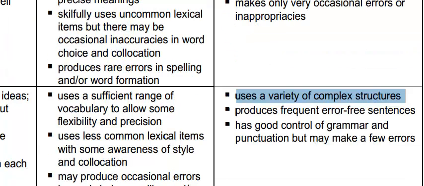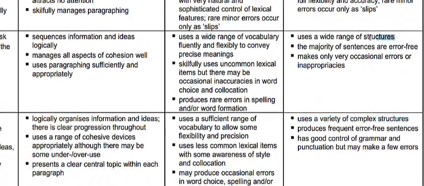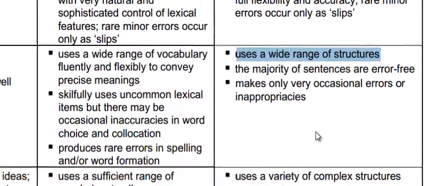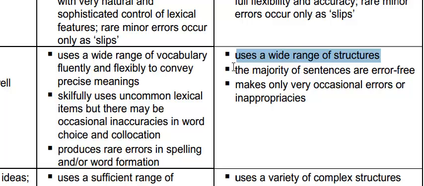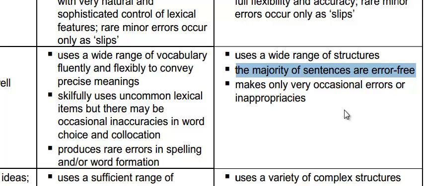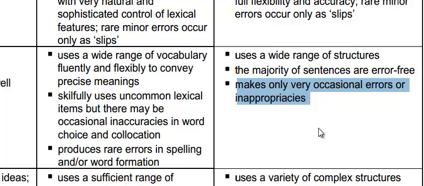If we contrast Band Score 7 with Band Score 8, again, we've got this idea of a wide range of structures this time, and the majority of sentences are error-free. This is a very big difference between Band Score 7 and Band Score 8, and makes only very occasional errors or inappropriacies. So not only do you have the majority of your sentences error-free, within the sentences that do have errors, they're only occasional and they're minor errors.